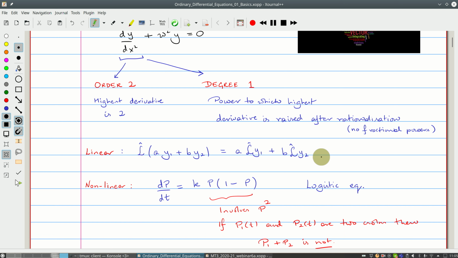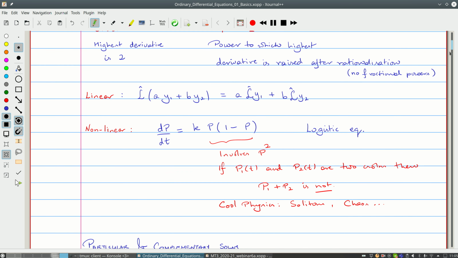But there's a lot of physics which involves nonlinear equations. For example, one of them is given here. It's a logistic equation which is used in population dynamics. This particular equation involves the square of p. Here t, time, is our independent variable, p is dependent on time, and we've got the square of p appearing on the right hand side. What this means is that if you have two solutions, p1 of time and p2 of time, then the sum will generally not be a solution. This causes problems when you're trying to solve such an equation, but the physics is cool.